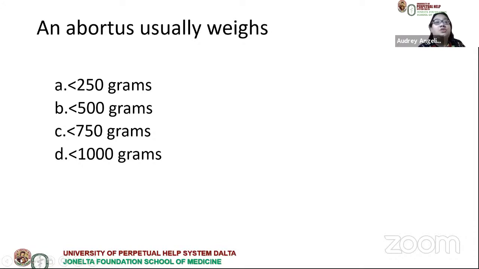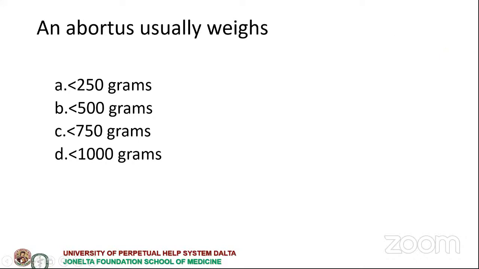So, an abortus usually weighs, what's your answer for this question? Less than 500 grams. Okay. So for you to be able to answer this type of question, you would have to know the definition of abortion. And how is abortion defined? One definition is the definition by weight. That's correct. 500 grams. What else could be asked when the question asks for the definition of abortion? How else is abortion defined in Williams?